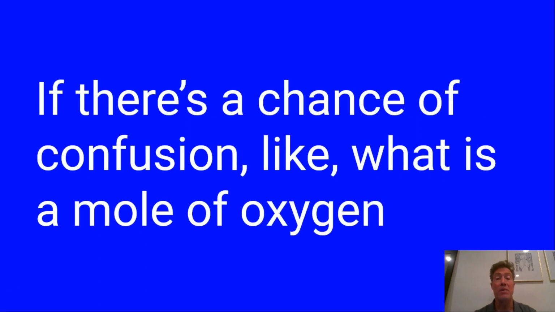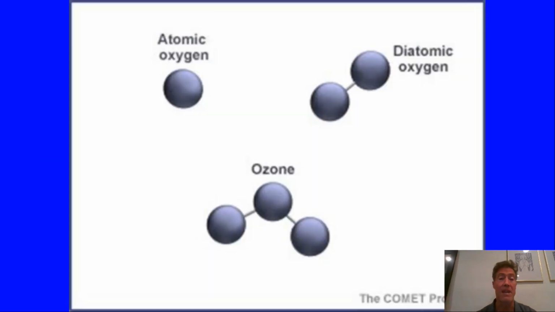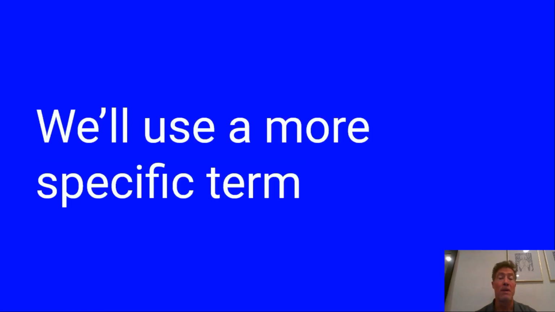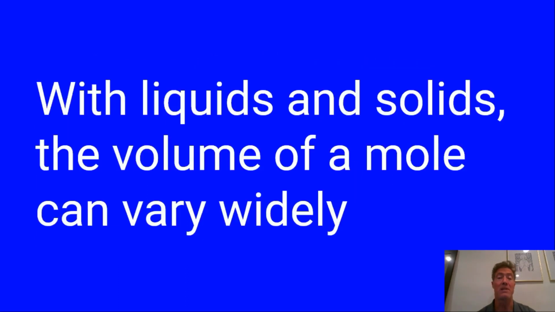So if there's a chance of confusion, like we ask the question, what is a mole of oxygen? Then you could say, well, wait, it's confusing. Do you mean in its natural diatomic form, or do you just mean as a single atom? And so we might have to distinguish there whether we talk about the molar mass of the molecule or the molar mass of the atom. So in that case, we'll use a more specific term, but otherwise we'll use the more general term molar mass to refer to the mass in grams of any substance. So we can replace those other terms, GAM, GMM, and GFM, with just molar mass.